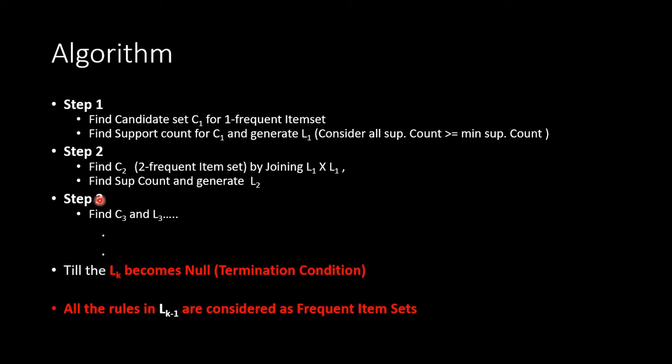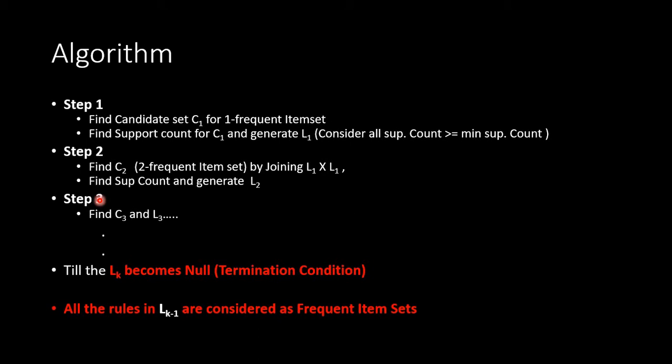Now, we need to go into the algorithm. I am going to take you through a simple step-by-step process. The first step is to get the candidate set C1 for the one item frequent set. Then we need to find L1. First, what did we do? We found the candidate set C1 for the one frequent item set. Then we will go with L1. Similarly, we will find C2 for the two item frequent set. Then we will go ahead with L2. Similarly, C3, then L3. And we will go ahead with this process until Lk becomes null. That's called the termination condition. All the rules in Lk minus 1 are considered as frequent item sets.